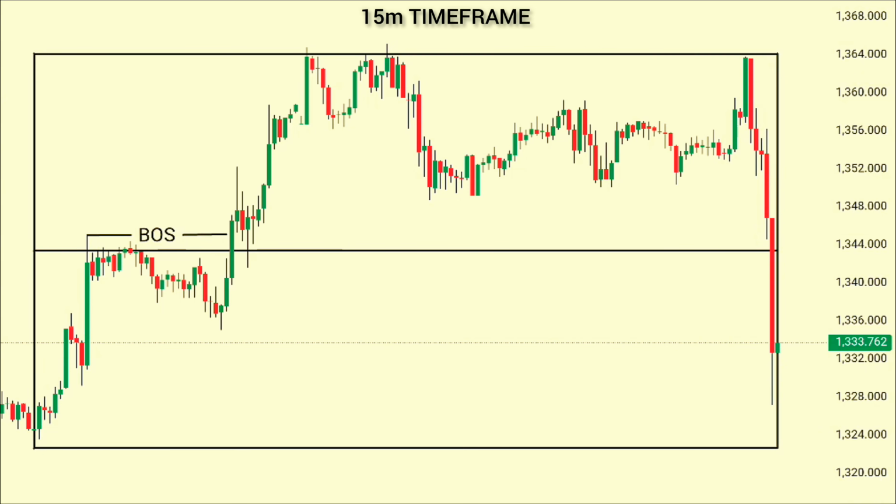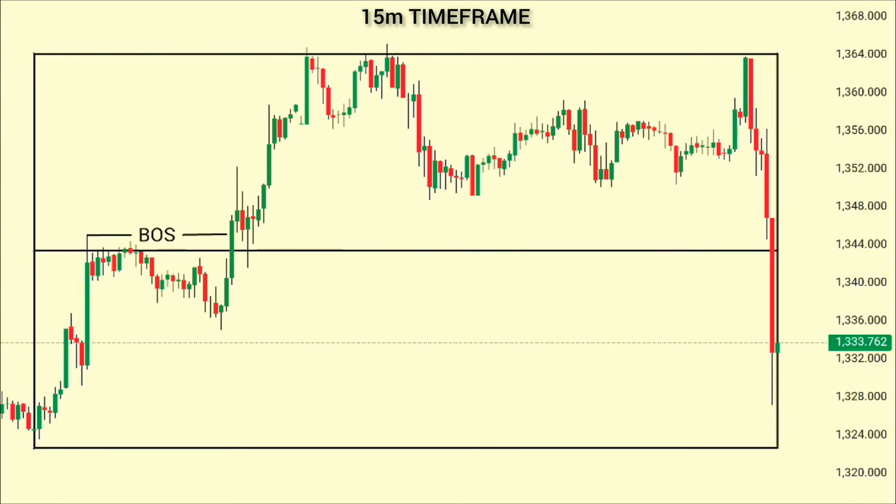But here is where it gets interesting. Most traders think they should buy from discount directly, and that is exactly where they get trapped. Because price does not move up immediately. It first creates a move that takes out weak traders. So instead of moving up from here, price first pulls back.